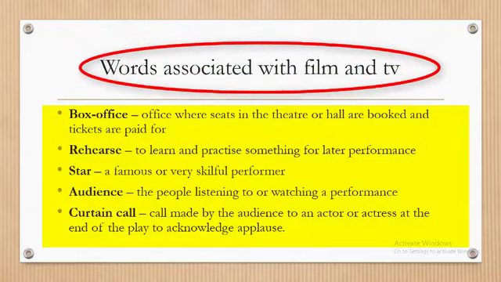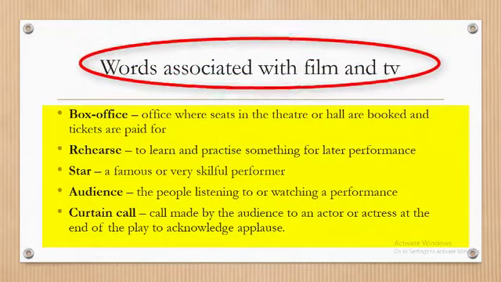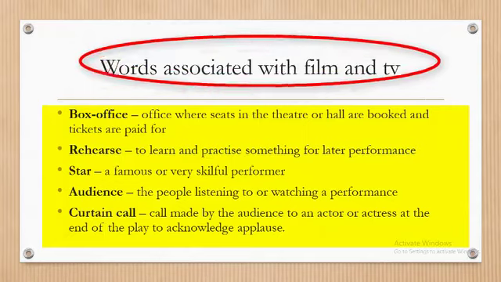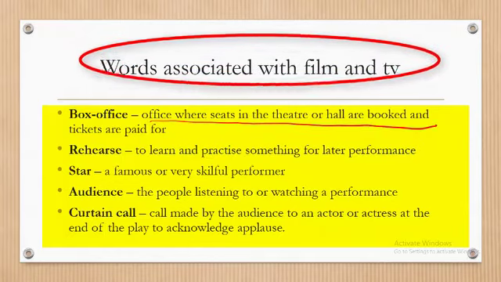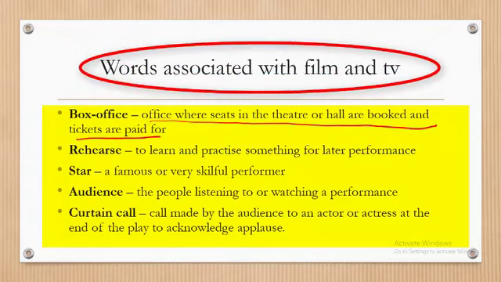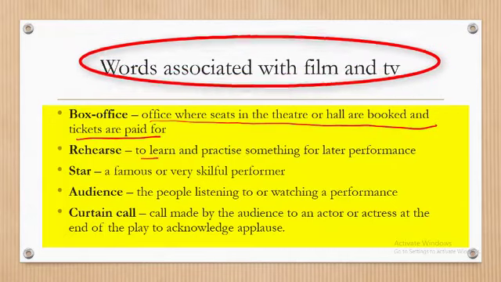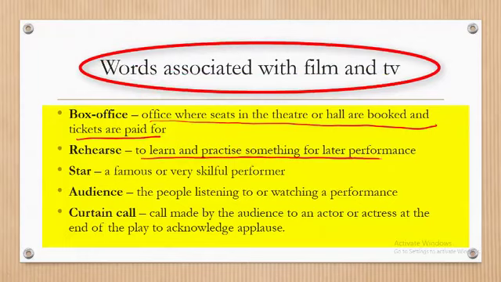The box office is where seats in the theater or cinema are actually paid for. Okay? So when you hear box office, it is actually an office where the seats in the theater or the cinema are purchased. Okay? Then we have to rehearse. So when you hear we want to rehearse, you hear actors say, I went for rehearsals. It actually means to learn and practice something for a later performance.